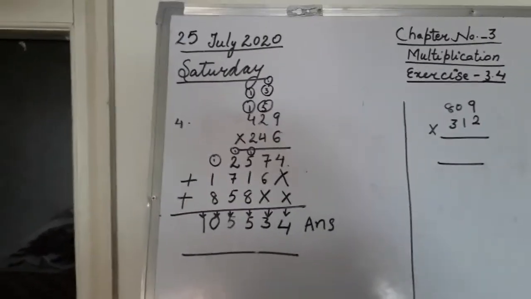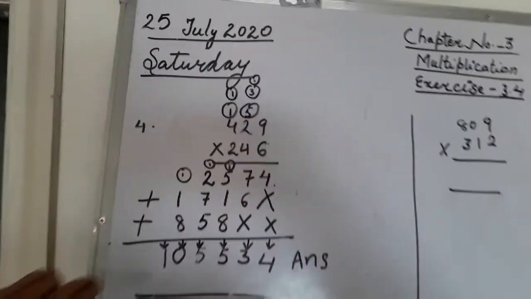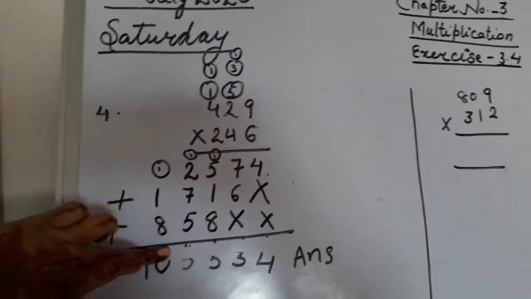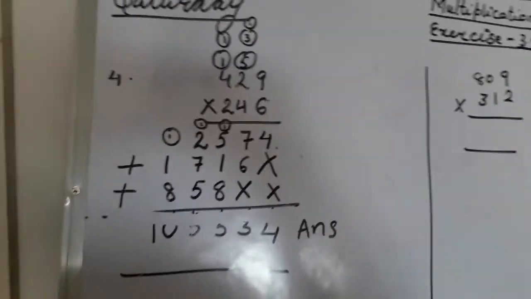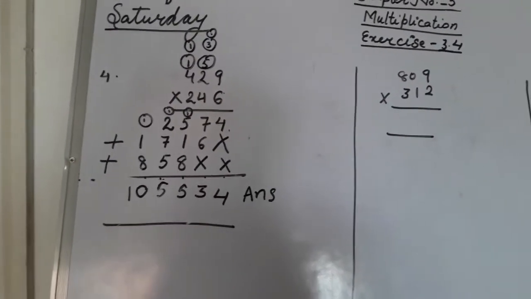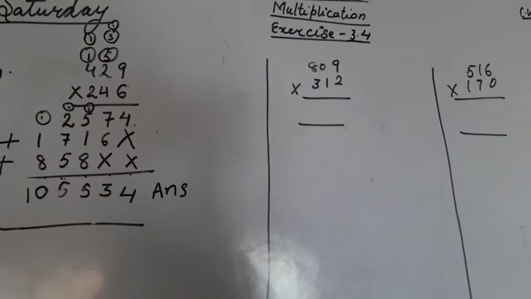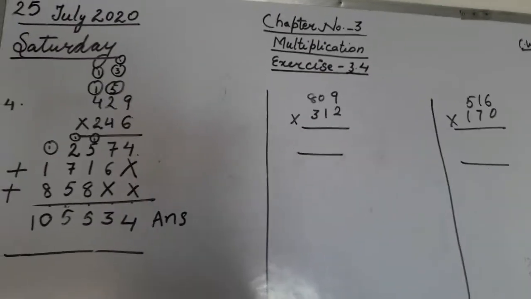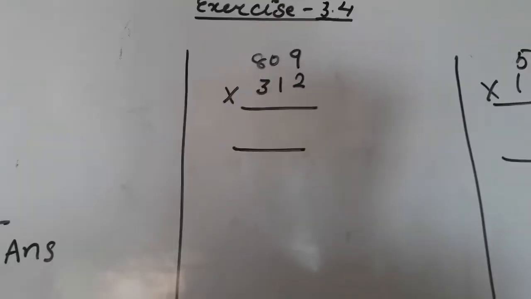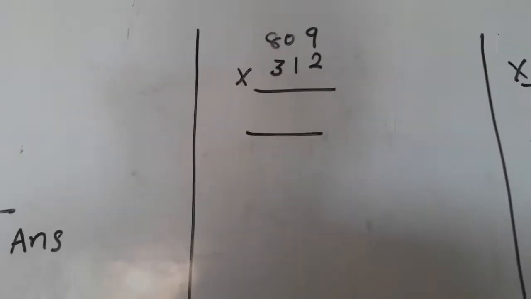Now this is your answer, okay? And there is no need to write these arrows in the answer. So this is your final answer. Now let's see how you will do the next question. Now let's do the second question.